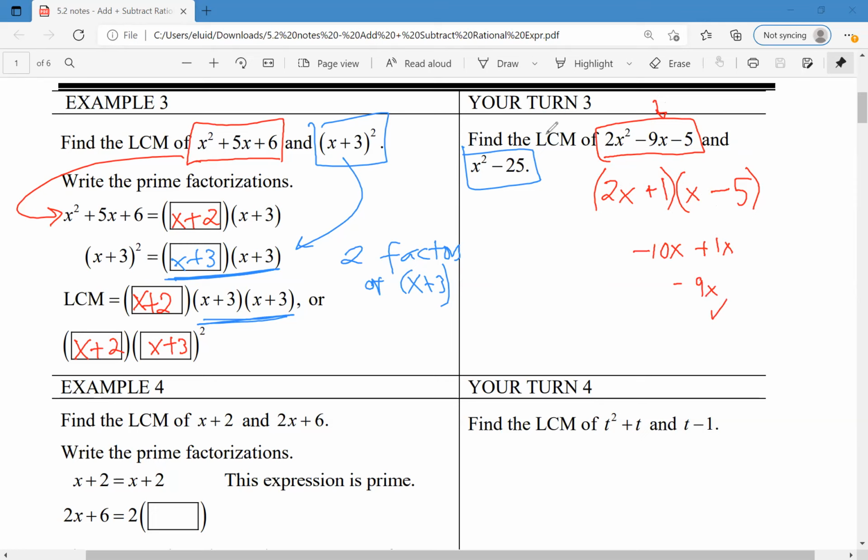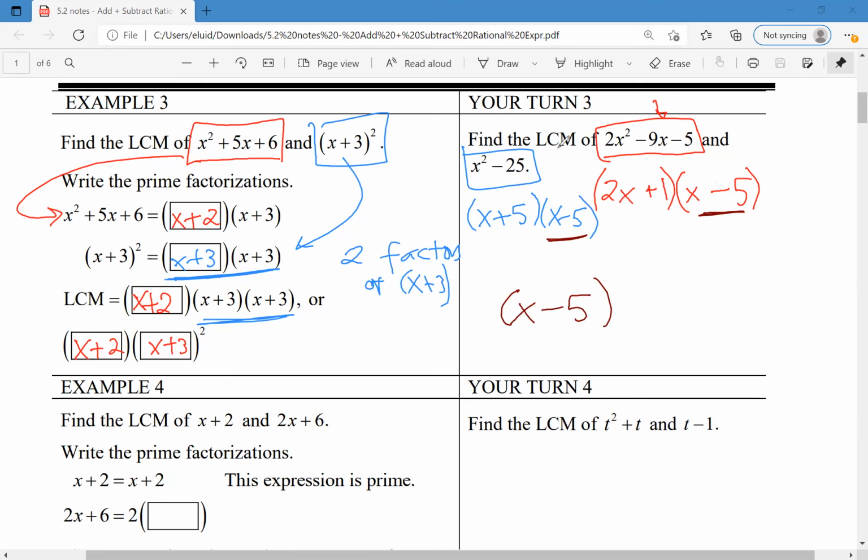Now let's factor x squared minus 25. That's a difference of squares, x plus 5, x minus 5. Okay, now if all 4 of these factors were different, then we would just write them all together for the least common multiple. We would just need all of them. However, there is one that's shared. Notice how both expressions have this factor of x minus 5. But each expression only has one of those, so we need one factor of x minus 5 in our LCM, our least common multiple.